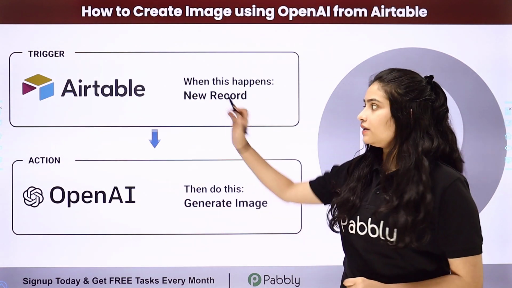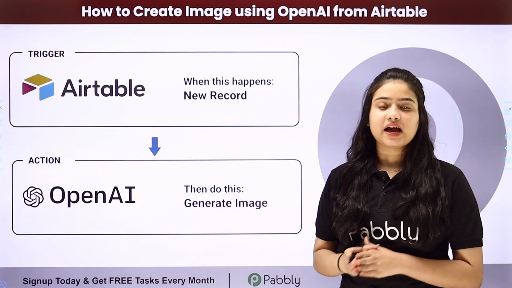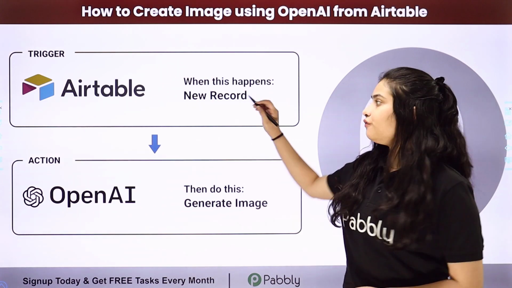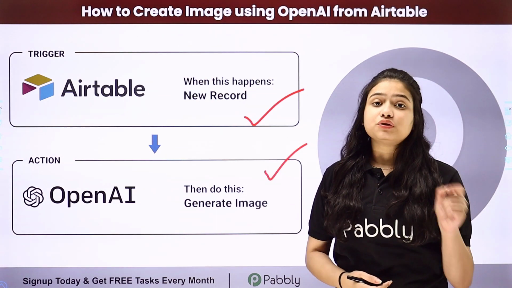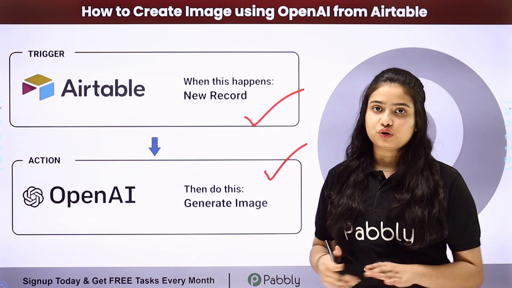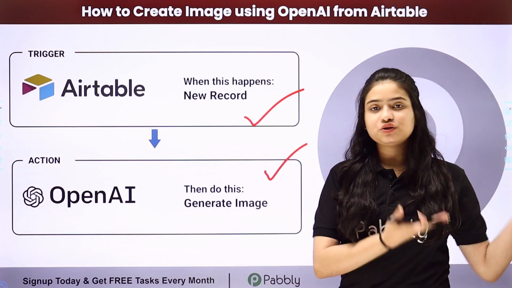For this, we will have to integrate both these applications, and we are going to do that with the help of an amazing automation and integration software, Pabbly Connect. Here we have Airtable in our trigger and OpenAI in our action. So we are going to connect both of them by using Pabbly Connect in order to automate this entire process. And to learn this entire automation step by step, let me take you all to my screen.